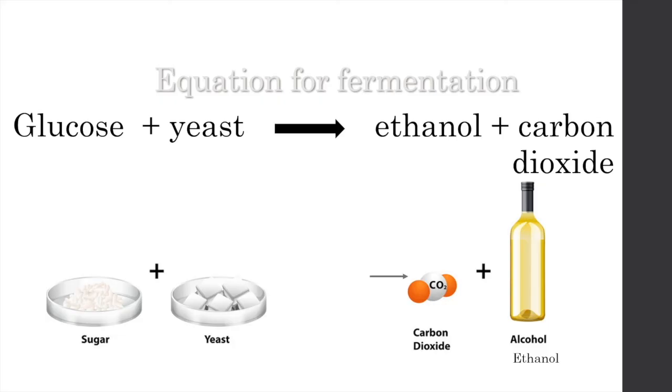ethanol and carbon dioxide. This means that glucose and yeast will react with one another as they are the reactants, and the product will be ethanol and carbon dioxide. Glucose is a form of sugar which will react with yeast, which is a microorganism from kingdom fungi, and the reaction will give us carbon dioxide in a gaseous form and alcohol in the form of ethanol.